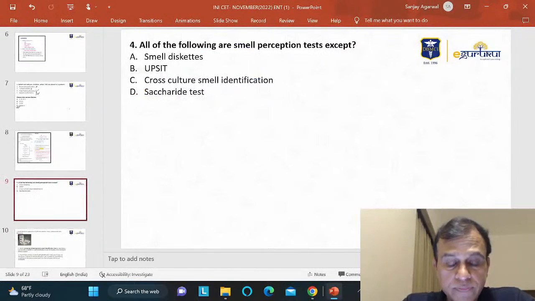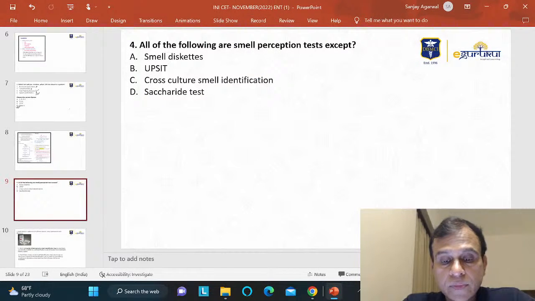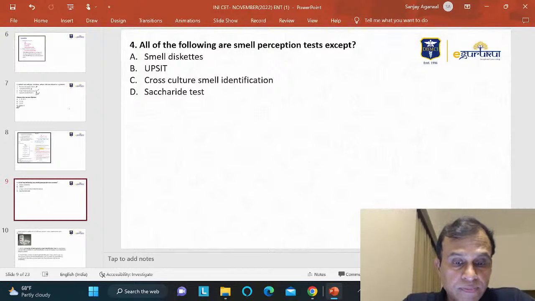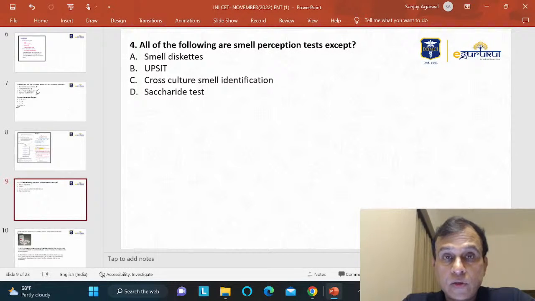Then we go to the next question, which is question number 4, which is: all of the following are smell perception tests except. The 4 choices are smell dictates, UPSIT test, cross-culture smell identification, and saccharide test, or rather saccharine test, it is actually written as saccharide but it is the saccharine test.